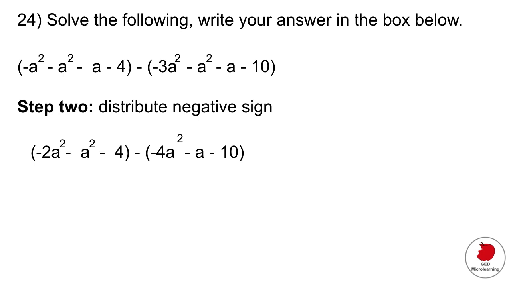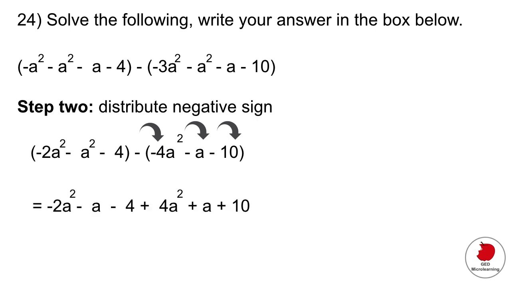Because we are subtracting, remember that your next step would be to distribute that negative sign before the second parentheses. So you would multiply that negative by negative 4a squared, by negative a, and by negative 10. So you end up with positive 4a squared plus a plus 10.